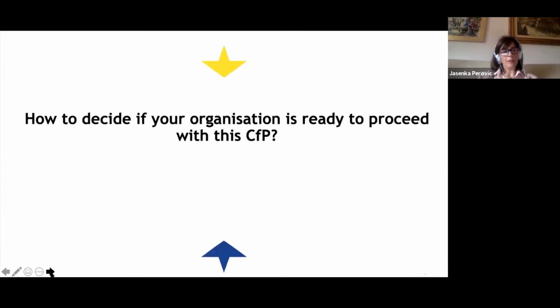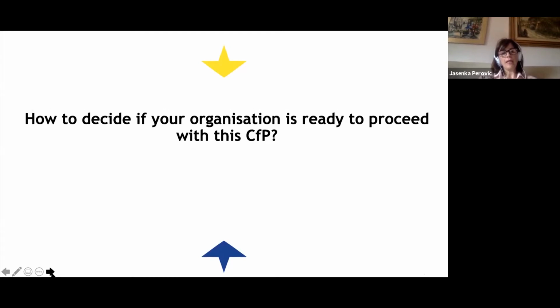Okay, so this was a brief reminder for all of us of where you can find information in the guidelines and what you should keep in mind when preparing to develop your concept note, and also when submitting your concept note at the end.